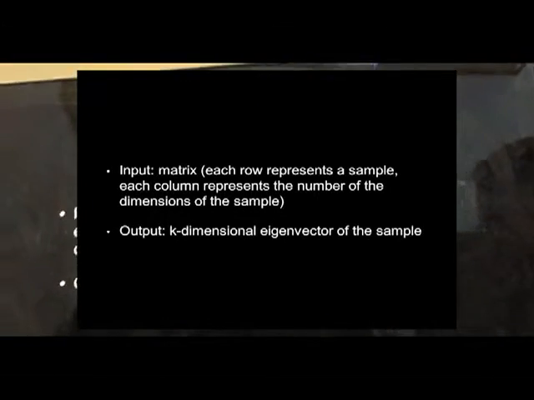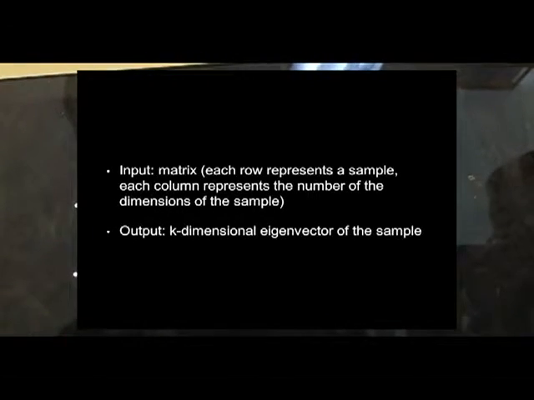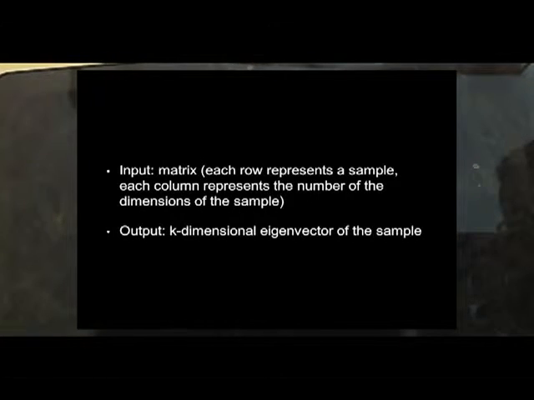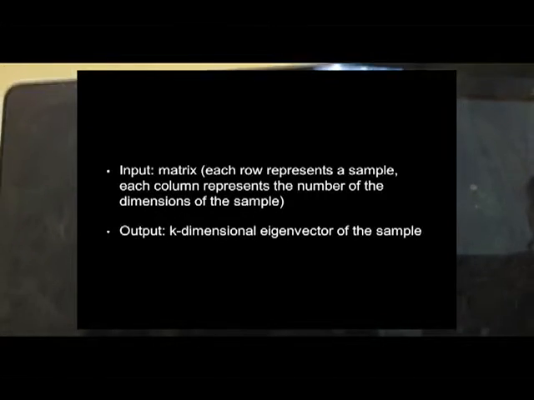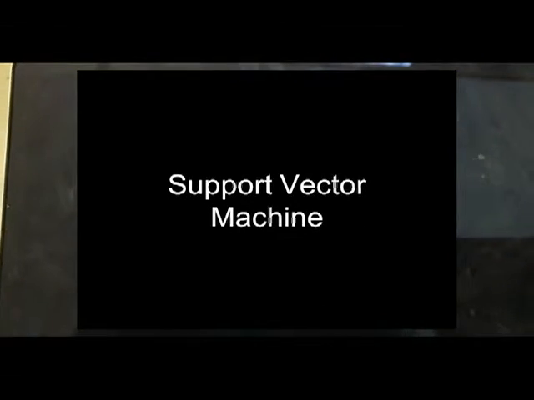So we input a picture and then we will have a matrix. Each row represents a symbol and each column represents a number of the dimensions of the symbol. And after PCA we get the k-dimensional eigenvector of the symbol. And now we will find out how to train the system.